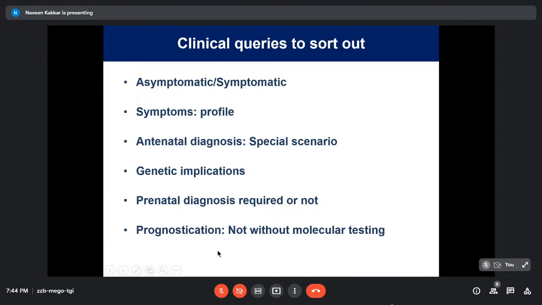Your prognostication is often not possible without molecular testing, especially in thalassemia, because a major is a major, but we know majors can be of 20 types in terms of their transfusion requirements, depending on the kind of mutations that are matching up.